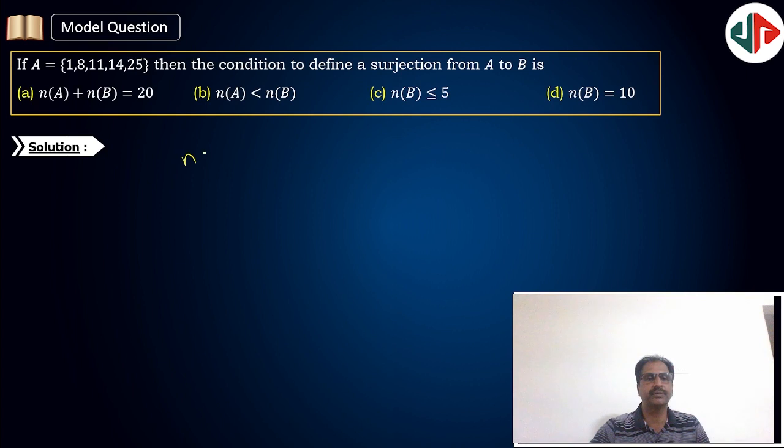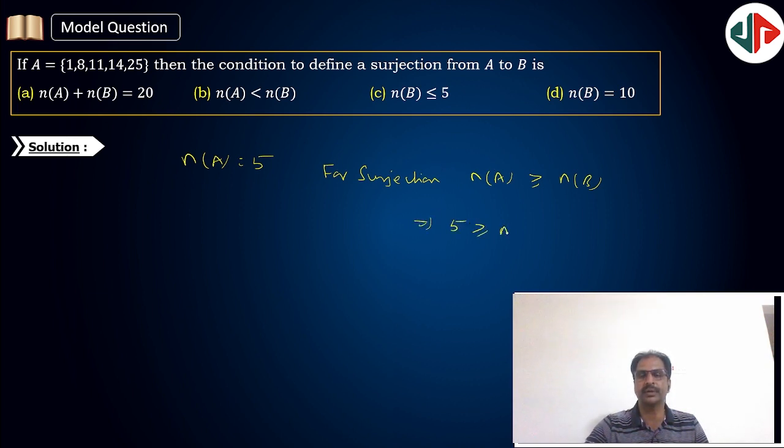Next, n of A is given as 5. The number of elements in A is 5. What is the condition to define a surjection from A to B? For surjection, the basic condition in terms of number of elements is that n of A should be greater than or equal to n of B. If the surjection is from set A to set B, it means 5 should be greater than or equal to n of B, or n of B should be less than or equal to 5. Option C is correct.